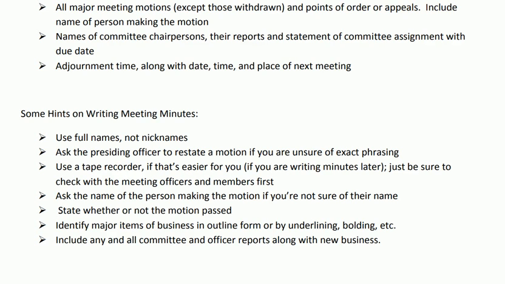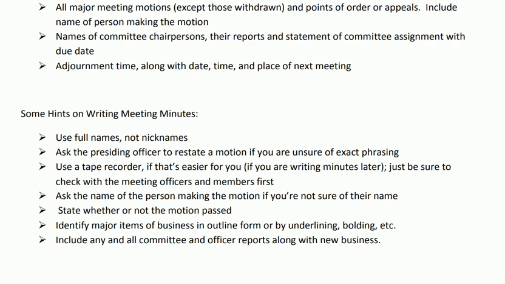Sometimes the speed of the person recording the minutes of the meeting is not that quick, and if they lack speed, use a tape recorder if that's easier for you. If you are writing minutes later, just be sure to check with the meeting officer and members first. Ask the name of the person making the motion if you are not sure of their name.